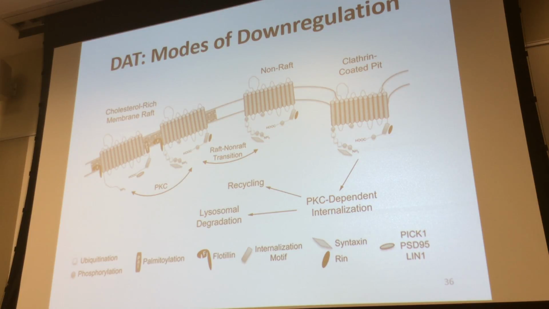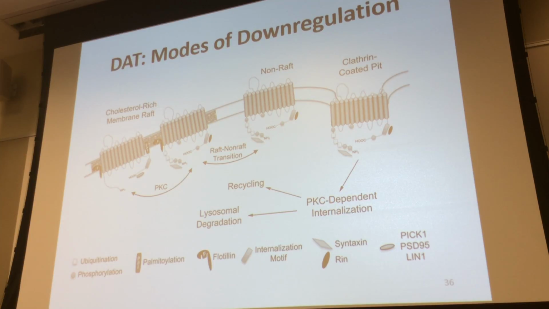Okay, here I just give you an example of how to look at the downregulation of the dopamine transporter. There are many things involved here. Ubiquitination, phosphorylation, palmitoylation are all post-translational modifications, and glycosylation is in the same category. Flotillin is a protein that is affiliated with lipid rafts, correct. There's also an internalization motif, which means there's a sequence that needs to be there for the transporter to be internalized.